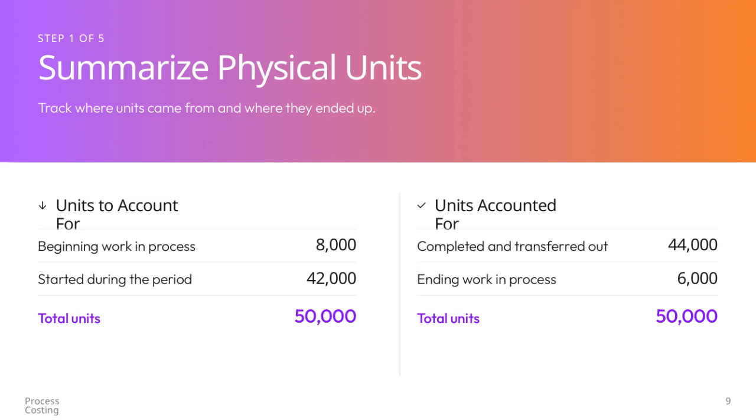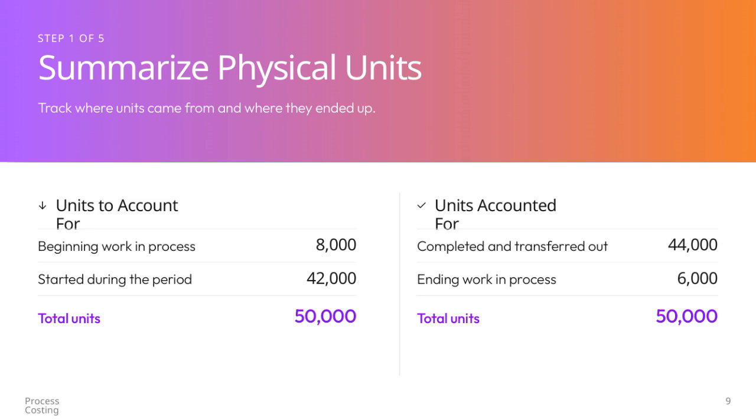We start with 8,000 units that were already in process at the beginning. During the period, 42,000 more units were started. This gives us a total of 50,000 units to account for.